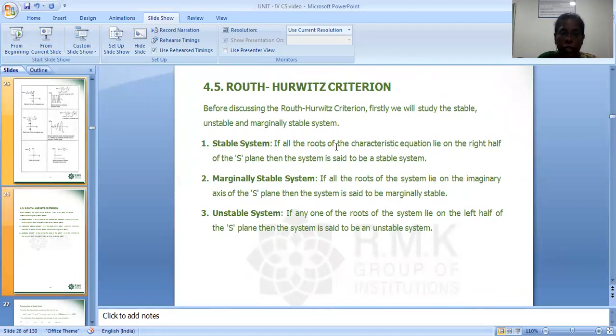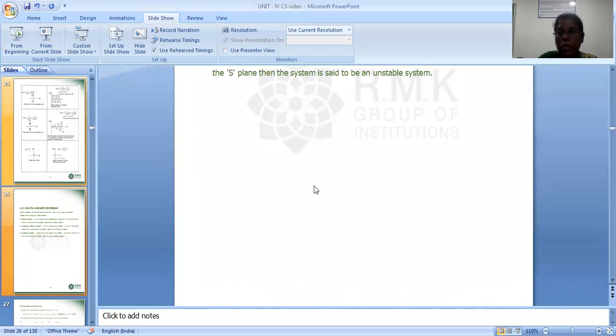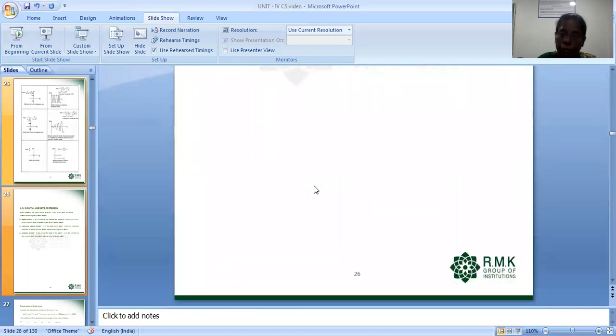We know that when all the roots of the characteristic equation lie on the left half of the S-plane, the system is said to be stable. If they lie on the right half of the S-plane, then the system is said to be unstable. If they lie on the imaginary axis, then we say the system is marginally stable. So these are the three criteria we have in the Routh-Hurwitz criterion.